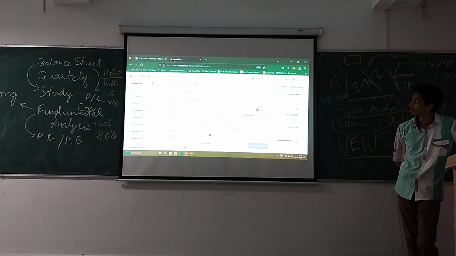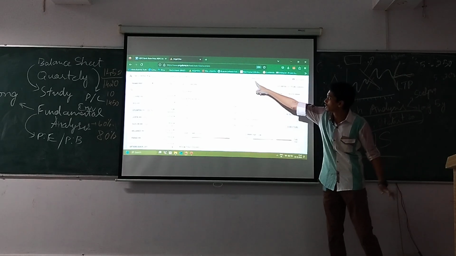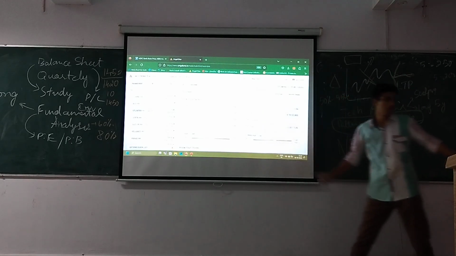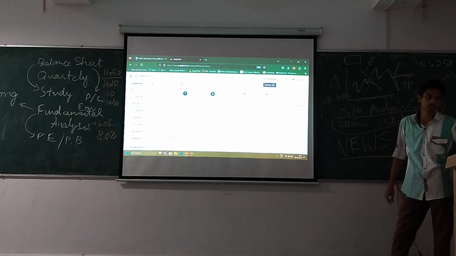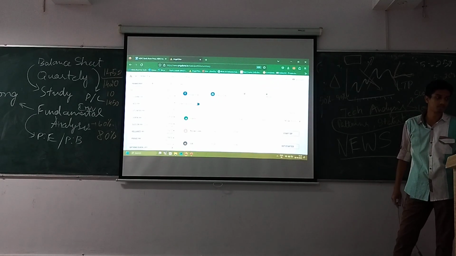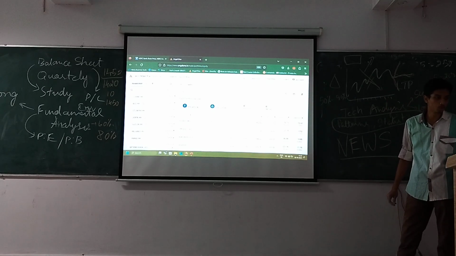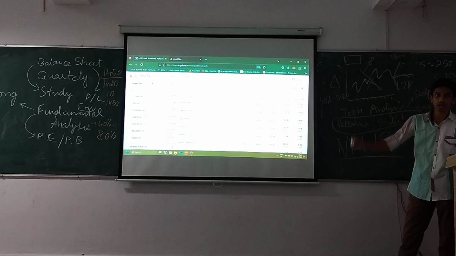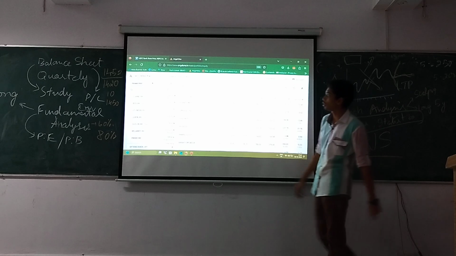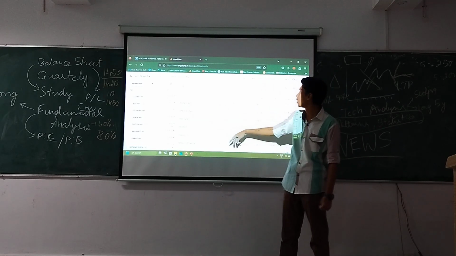Apart from this, this is your main section, which is the watch list section. You have the portfolio section. The portfolio section shows your holdings. What are the shares that you hold? How much quantity do you hold? So, holding is Adani Power, 2 shares I hold.